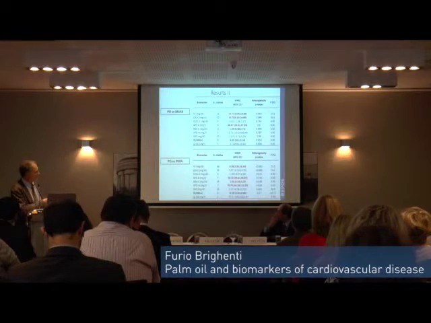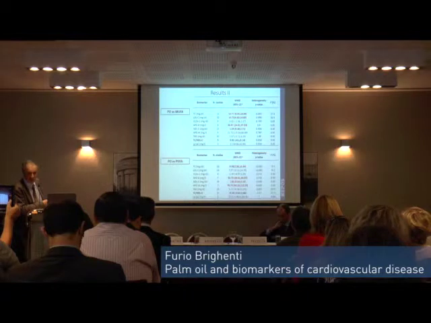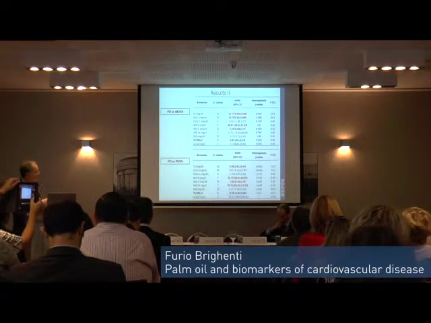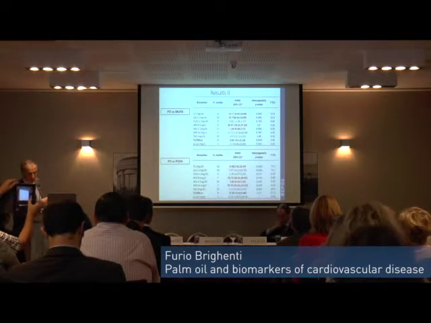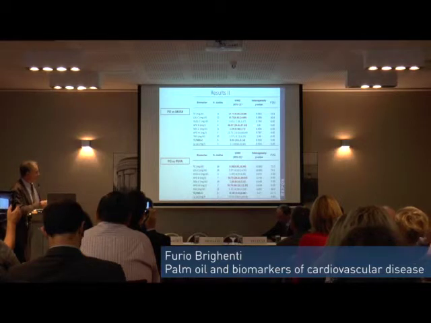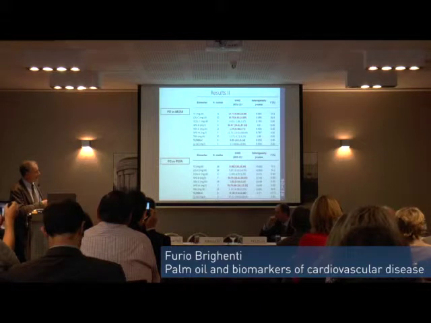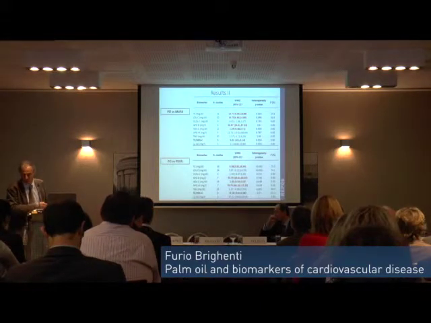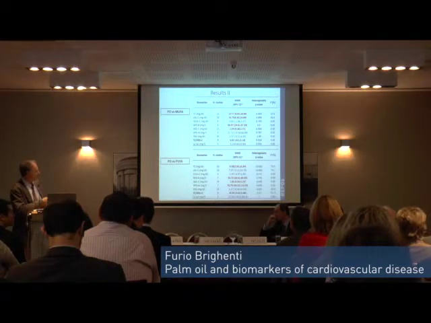What can we say? In red are the significant changes that we can observe. We have, of course, an increase in total cholesterol and LDL cholesterol with palm oil substitution with MUFA, and also an increase in ApoB, which is the apoprotein of LDL. But we have also an increase in ApoA1, though not significant, and a significant increase in HDL cholesterol. So that means that the total cholesterol to HDL cholesterol ratio doesn't change. This is the number of studies.